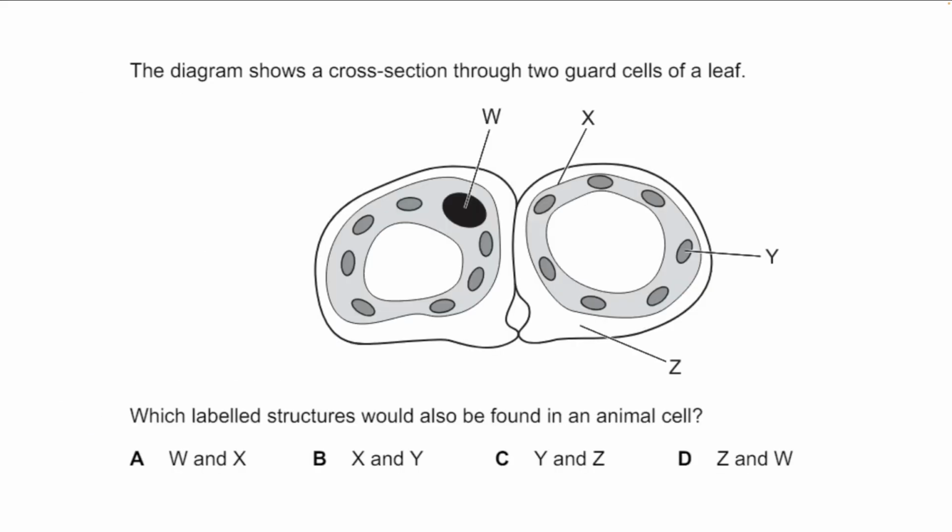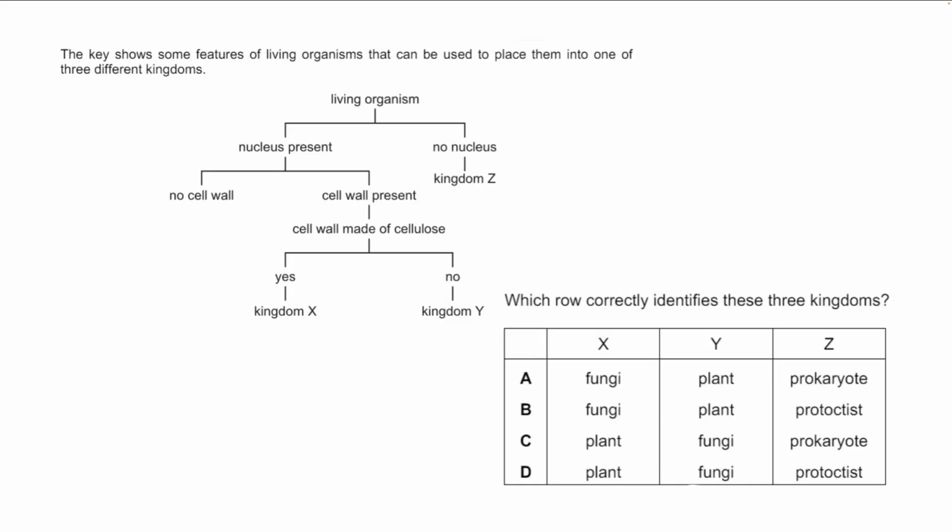Now give this question a go. The correct answer here is A, since W is the nucleus and X is the cell membrane, both organelles you'd find in an animal cell. And finally, try this question. A little more complicated, but give it a try. The correct answer here is C.